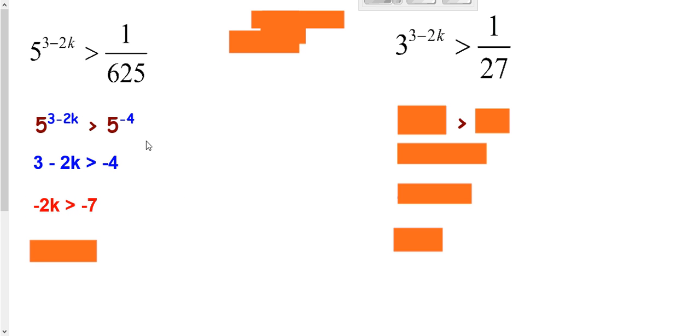we solve it by subtracting 3, divide by negative 2. Remember to switch your inequality sign. And so we get x to be less than 7/2.